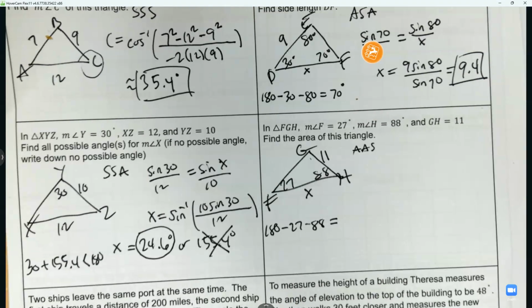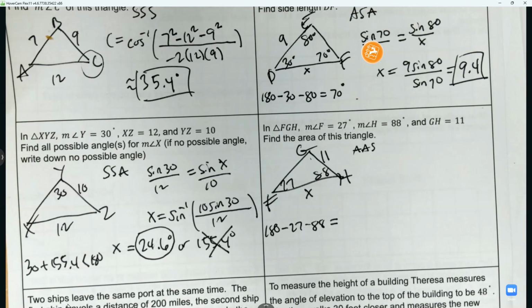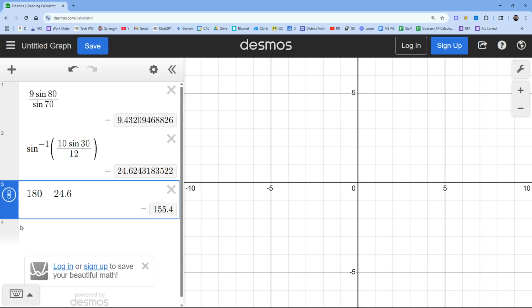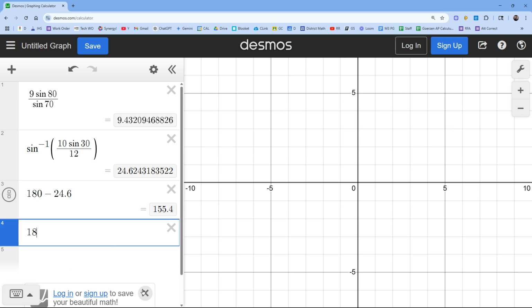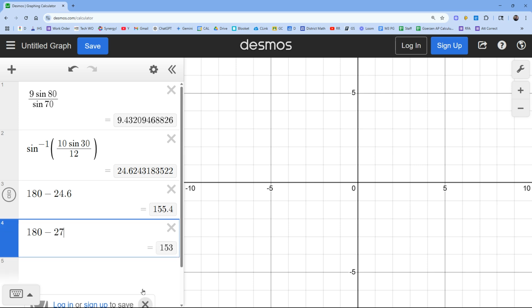So my brain doesn't want to do that. So let's just use Desmos for our brain to do it. So again, we're going to go 180 take away 27 take away 88. That's 65.